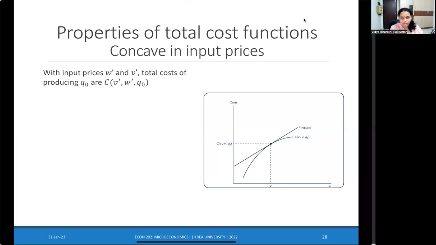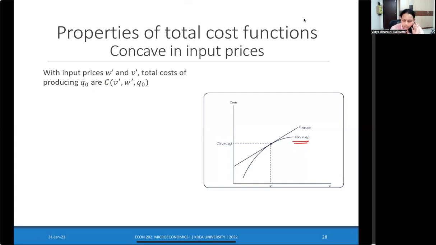So how do we describe this mathematically and graphically? Suppose our cost function is given by the concave function seen in the chart here, where the price of capital is, say, fixed at W or W prime. Our output level is fixed at Q naught.